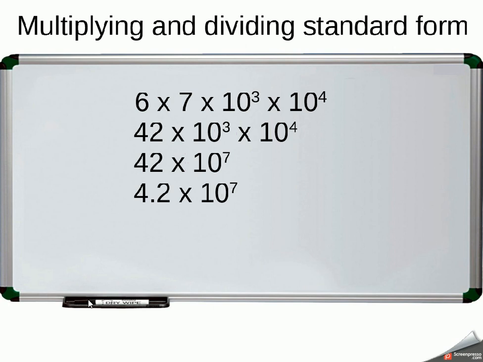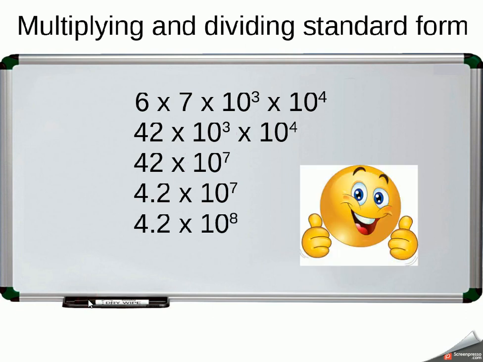And the problem here is that now we've made the number 10 times smaller. We've divided the 42 by 10. And if we've made it 10 times smaller, it's not going to be the same number. So the answer is make the number 10 times bigger. And how do we do that? We simply add 1 on to the power, and we've now got the final answer, 4.2 times 10 to the 8.